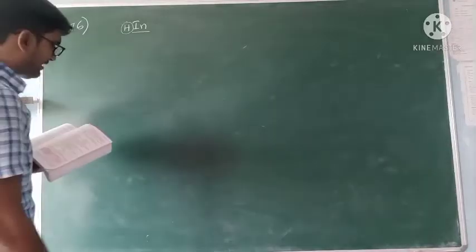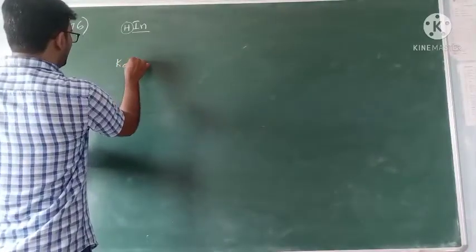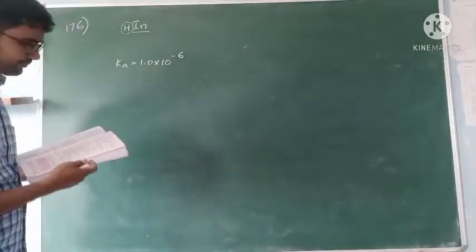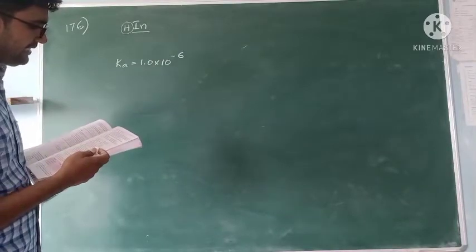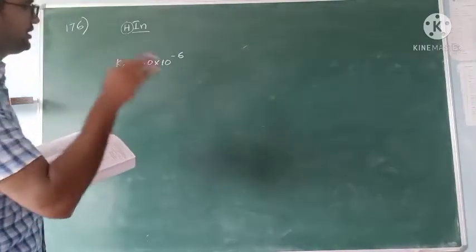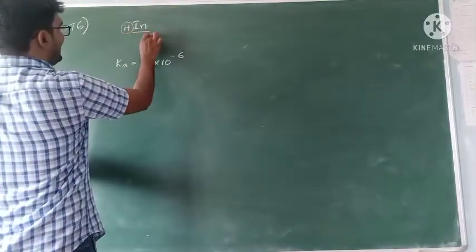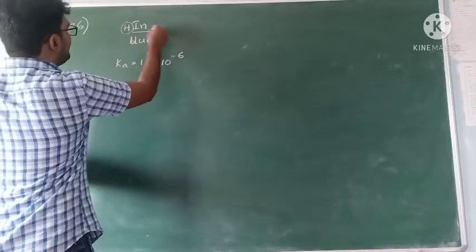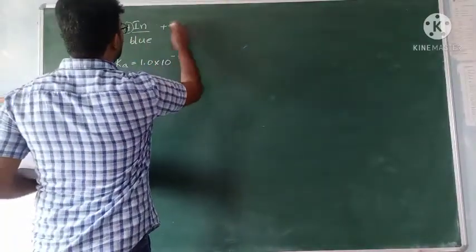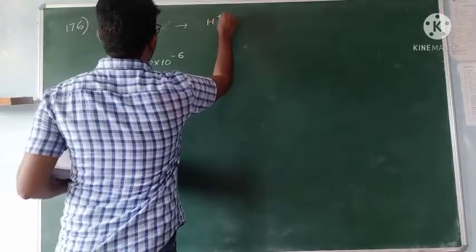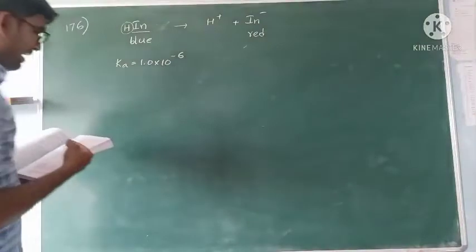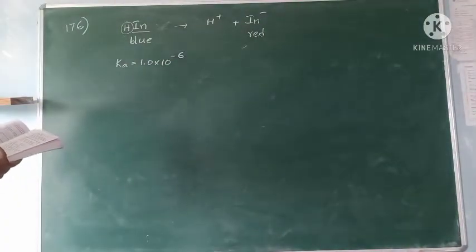And for this one, the ionization constant is given. Ka value is given: 1.0 into 10 to the power of minus 6. The ionized form of the indicator is red and the unionized form is blue. Unionized form means there are no ions, so this one is blue color. If you dissolve it or it reacts with anything, it gives H plus and In minus, meaning indicator ion. So this color is red. The ionized form is red color, the unionized form is blue color.